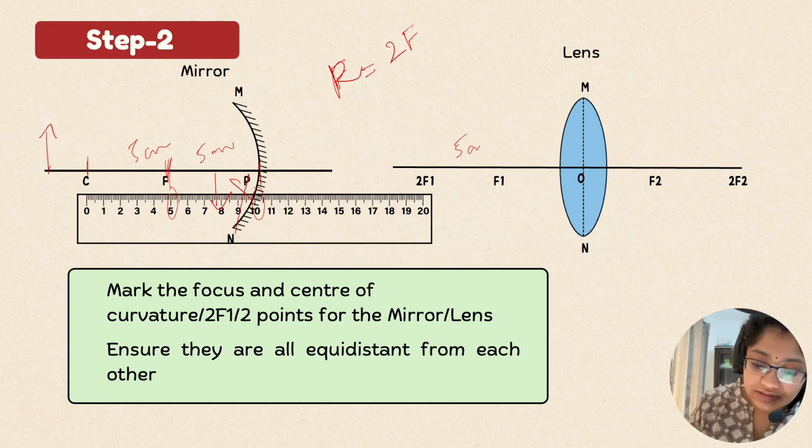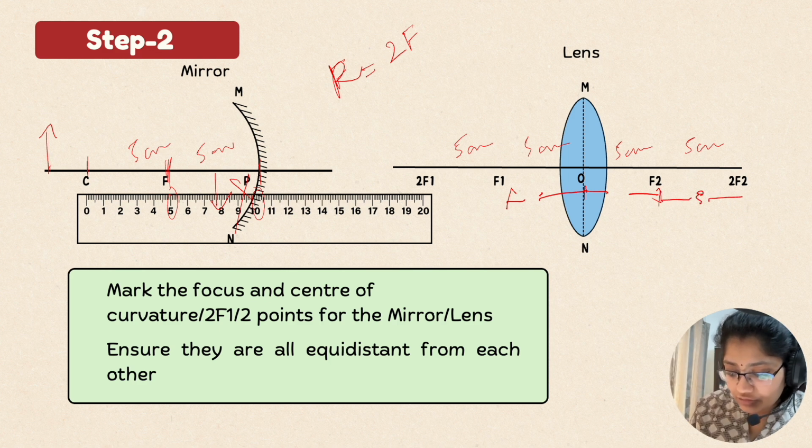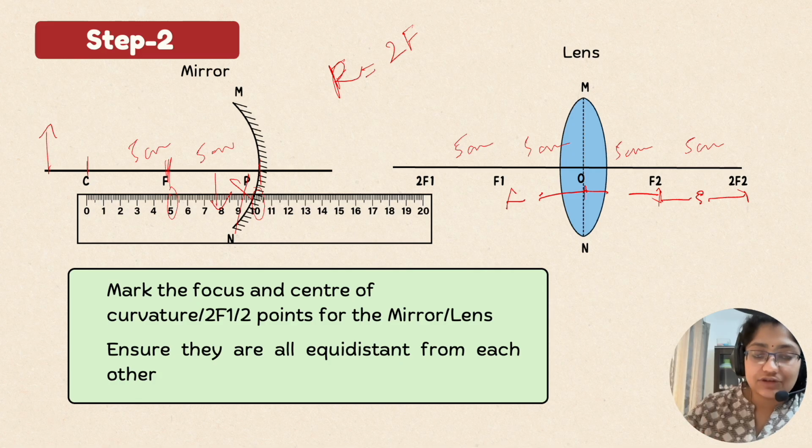Similarly, you will ensure that everything is 5 centimeters apart or any equidistant spacing that aligns with your paper, and ensure that the distance between 0 and F2 is equal to 0 and F1. Similarly, F2 and 2F2 points should also be equidistant from each other. Ensuring this will give you the right ray diagram.